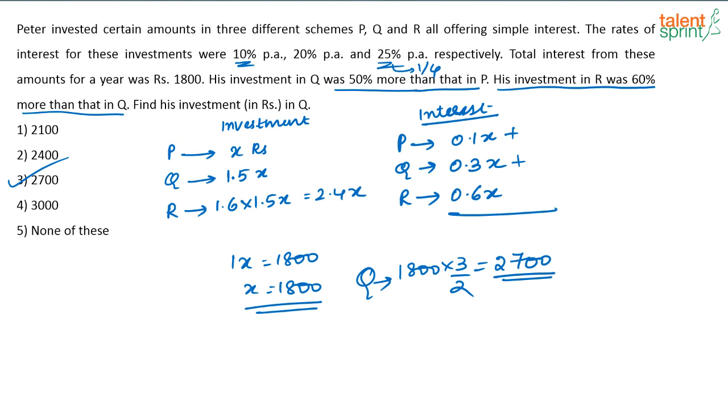So Vidya and Akash have given me the correct answer. Naidu says the answer is 2400. No, Naidu, it is 2700. Please check. I hope it is clear now. $2,700 is your answer. Very, very easy question, right? Just calculate it and get the answer.